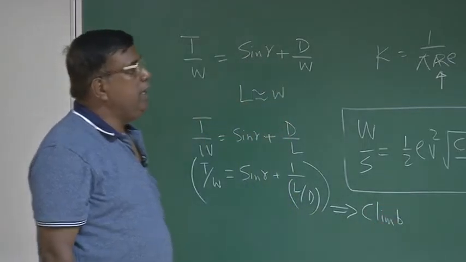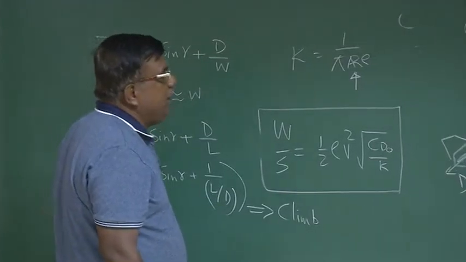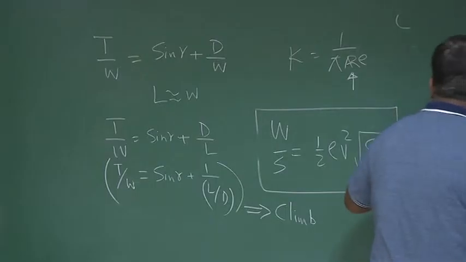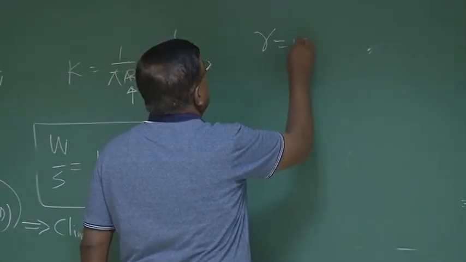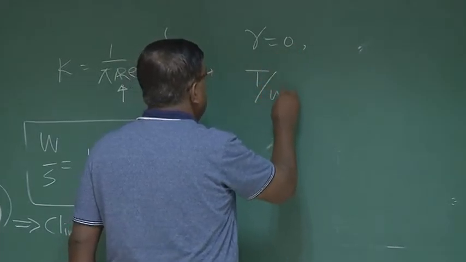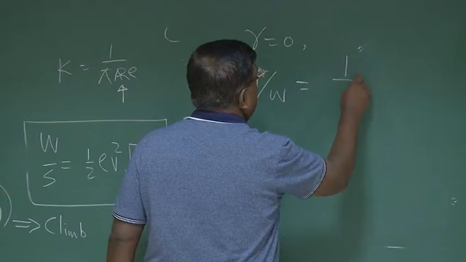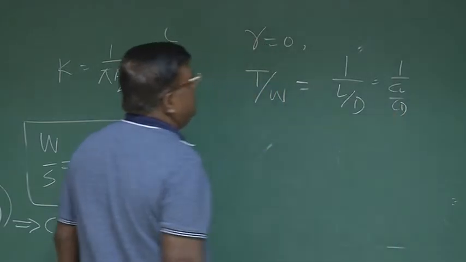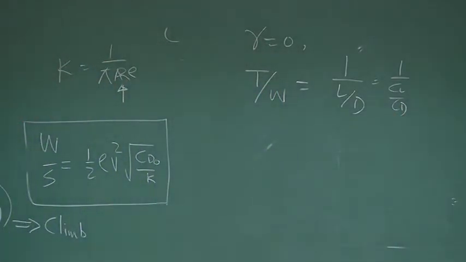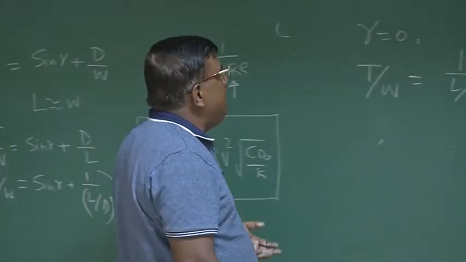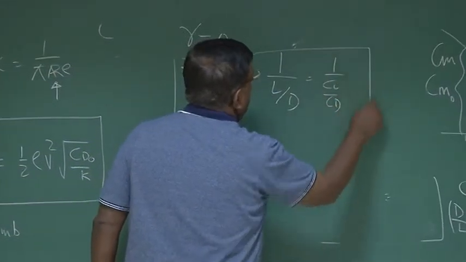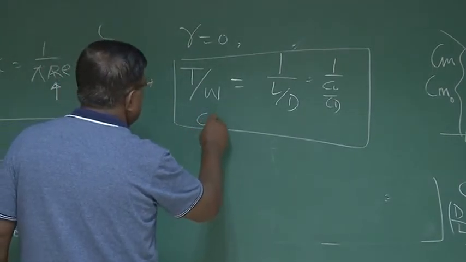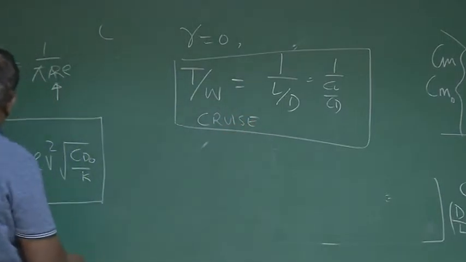So what was T by W during cruise? If I try to find out how much thrust is required during cruise, I can get that expression by putting gamma equal to 0. Using the same expression, T by W equal to 1 by L by D, which is equal to 1 by CL by CD, which you are not surprised, as you have derived this many times. We are trying to estimate the value of T by W for cruise, and this was for climb.